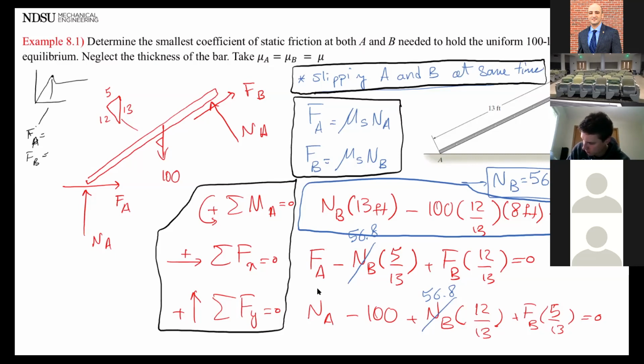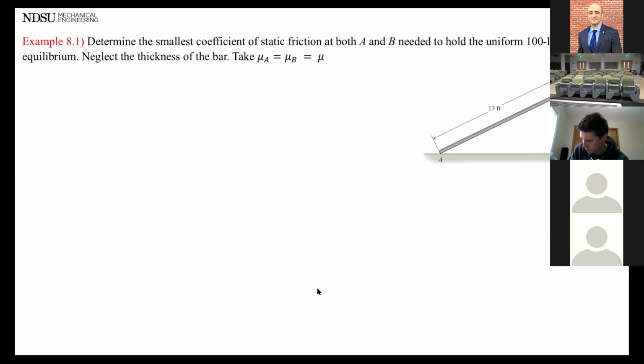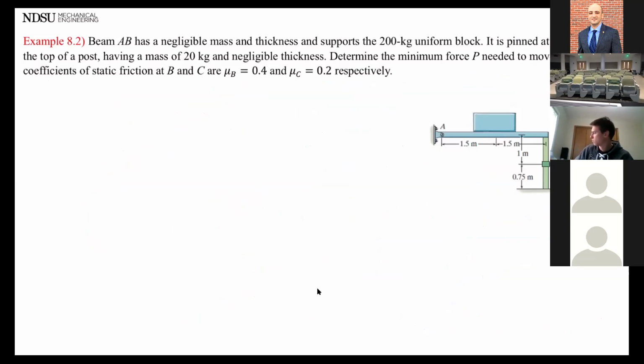Okay. Let's go do another problem, another free body diagram. So let's see what's happening here. Beam AB.